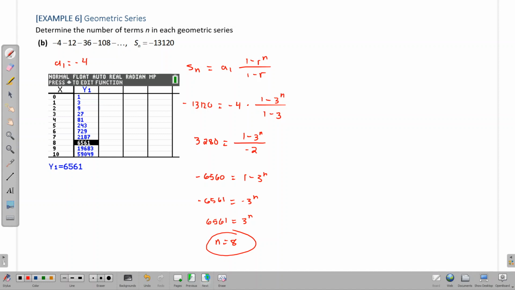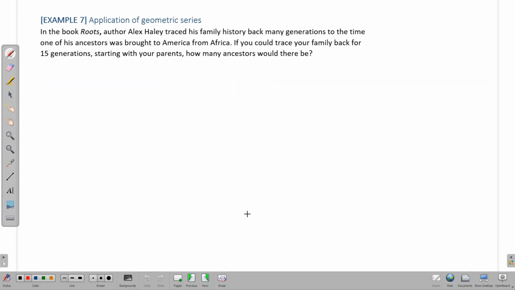Okay, I'd say those are probably the most complicated ones. So let's finish by solving 3 application problems. All right, so the first one says, in the book Roots, author Alex Haley traced his family history back many generations to the time one of his ancestors was brought to America from Africa. If you could trace your family back for 15 generations, starting with your parents, how many ancestors would there be?